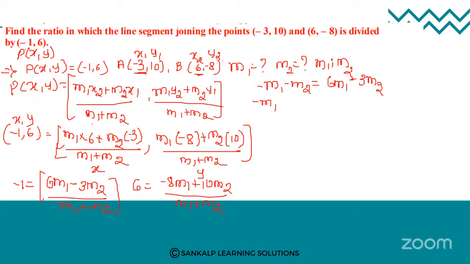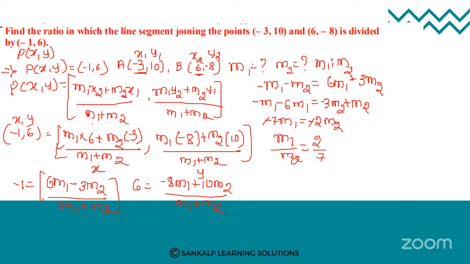So minus M1, when you transfer this 6M1 to this side, it will be minus 6M1 is equal to minus 3M2 plus M2. Yes. Minus M1 minus 6M1, that is minus 7M1 is equal to minus 3M2 plus M2 is minus 2M2. Minus and minus will get cancelled. Now, transfer this M2 to this side. This is divided by M2. This is 2. When you transfer this 7 to this side, this is 7. That means M1 divided by M2 is equal to 2 divided by 7.